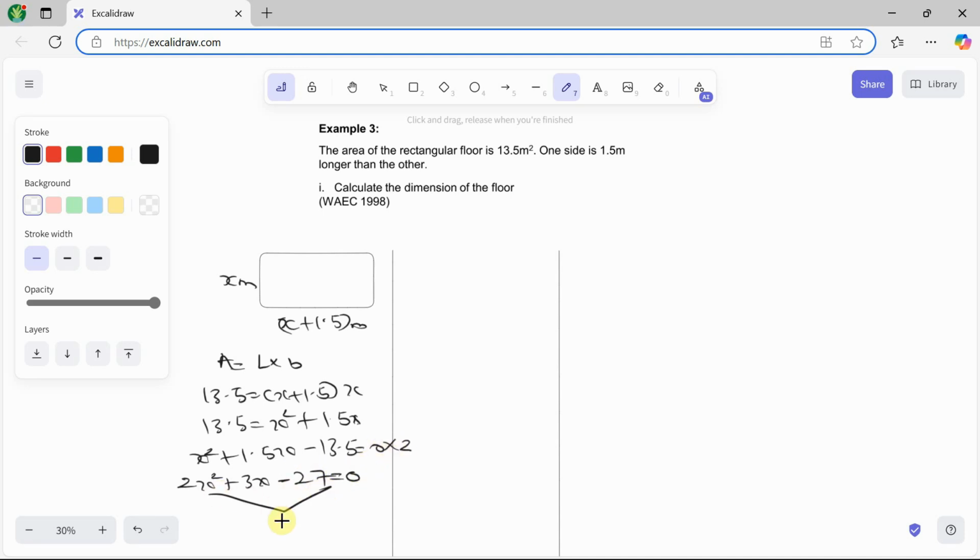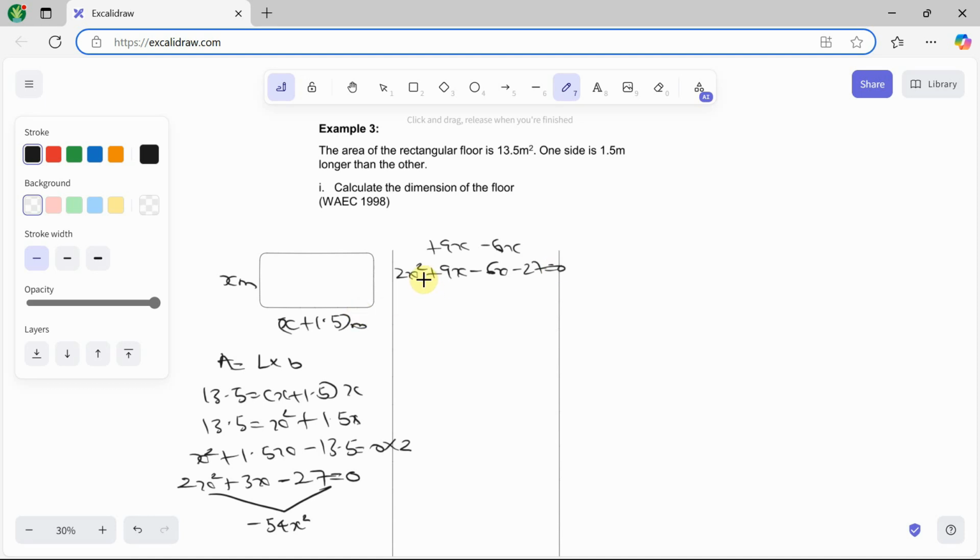So let's take this 2. This is minus 54x squared. So that's two values that when you multiply, they will give you minus 54x squared, and when you add, they will give you plus 3x. Great. That will be plus 9x and minus 6x. Right? So if I replace this 3x with plus 9 and minus 6, that will give me 2x squared plus 9x minus 6x minus 27 is equal to 0.